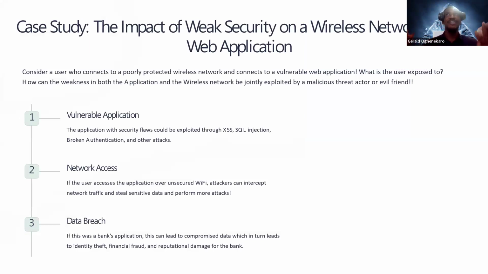The impact of weak security on a wireless network and a web application. So the idea of this case, like I hinted earlier, is to marry web application vulnerabilities and Wi-Fi vulnerabilities. We are going to consider a user who connects to a poorly configured or poorly protected wireless network, and then goes ahead to connect to another vulnerable web application. So first, the user connects to a vulnerable access point, then connects to a vulnerable application.